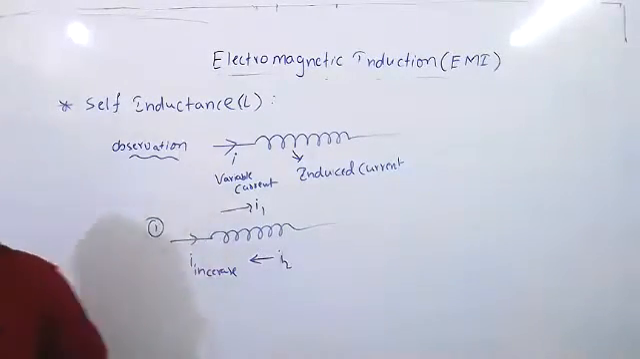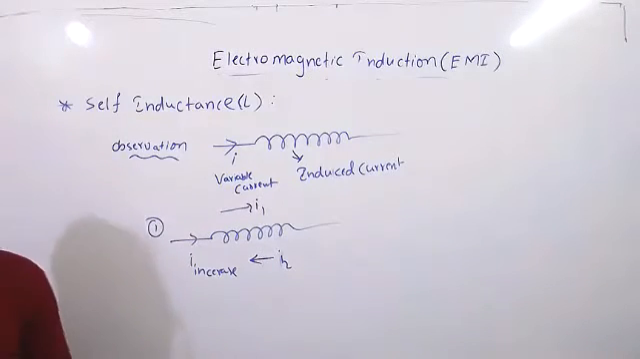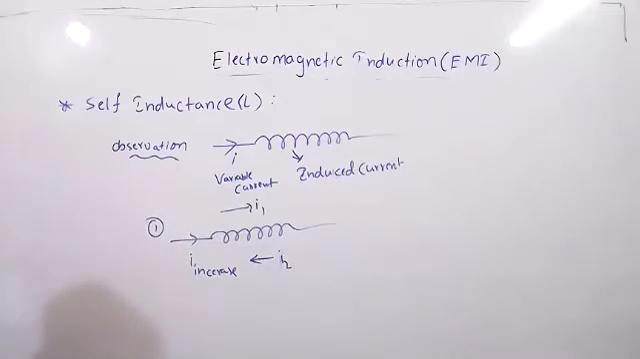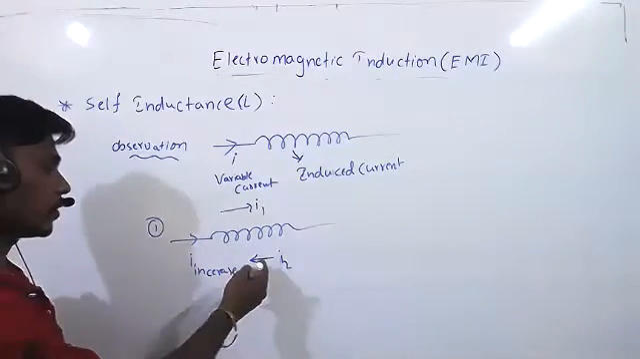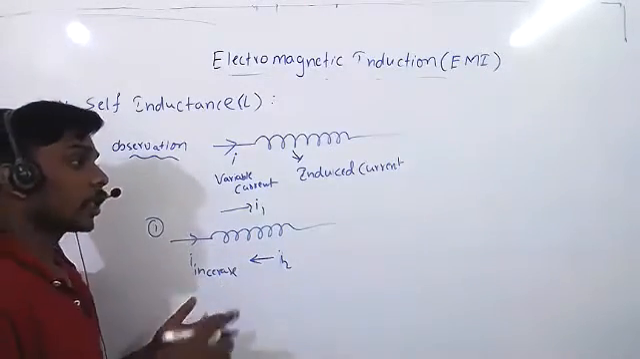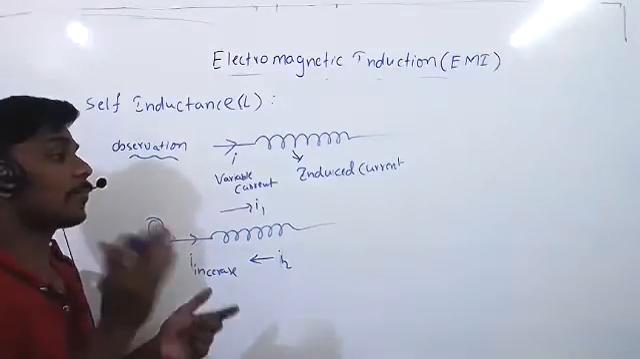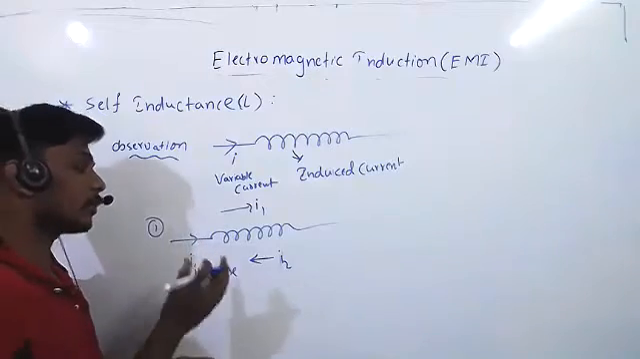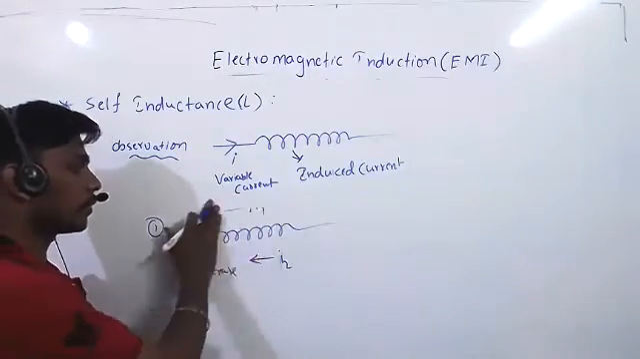Tell me, what is the direction of the induced current? Is it I1 or I2? I can't hear you, Kushi. I2, sir. The induced current direction is in this direction because the current is increasing. The induced current opposes the original cause producing it. So it is the I2 direction.